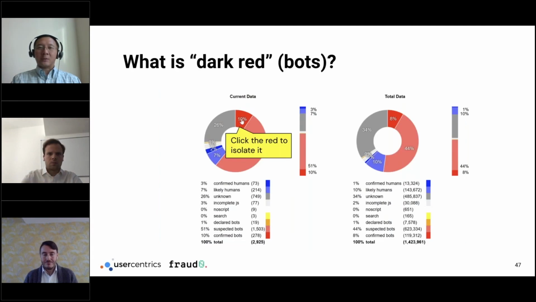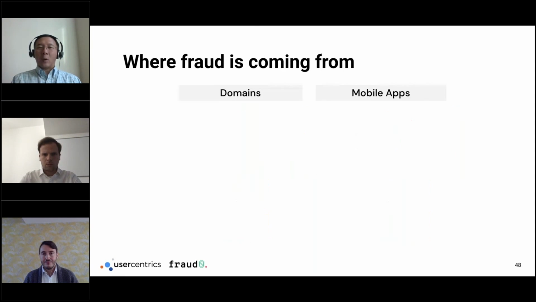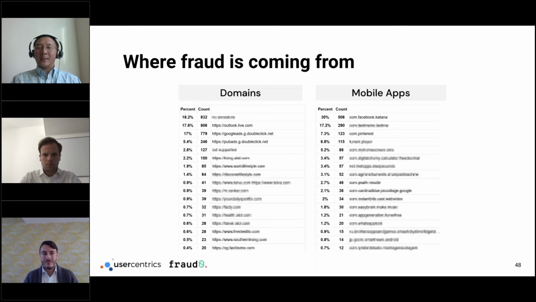You want your ads to be shown to users in your target market. So now when we see that there's dark red, we can now isolate that. And I'm going to talk through a process for what we look at. So we want to ask, where's the dark red coming from? This is just a simple way of looking at the domains and the mobile apps which are generating that dark red, which is the fraudulent activity.